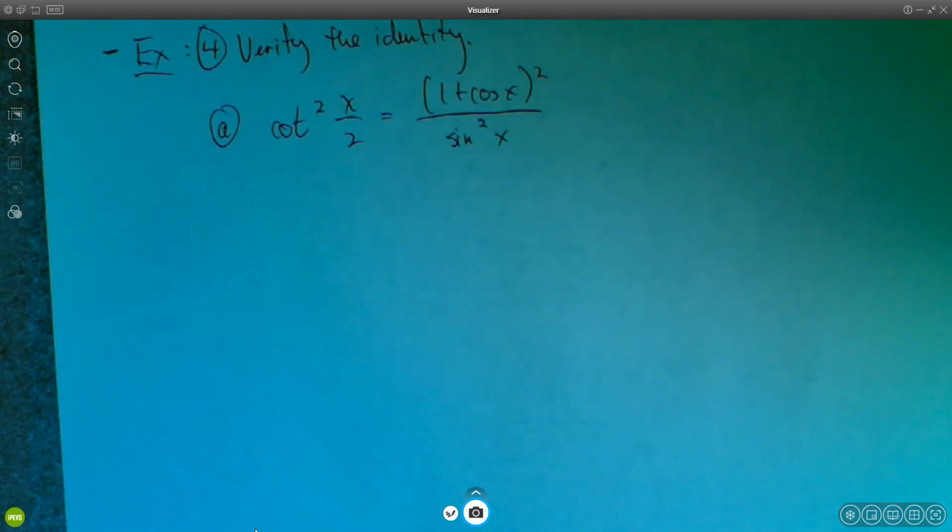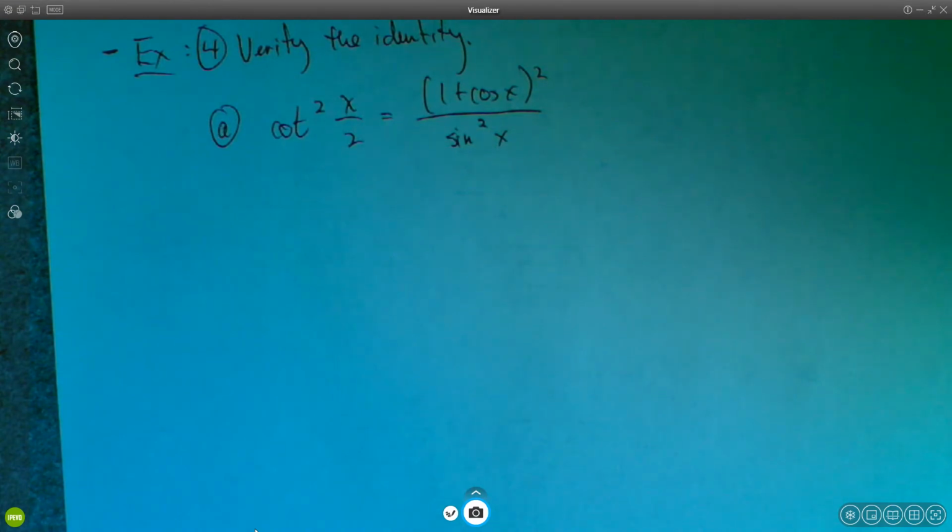The reason I'm not sure is because I'm looking at the cotangent squared of x over 2. I've got a feeling I should start there and try to make it look like the right-hand side, even though the right-hand side looks a little more complicated. But I'm not even sure where I would start on the right-hand side, to be honest with you.